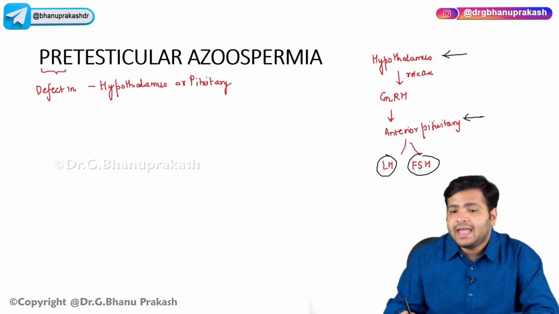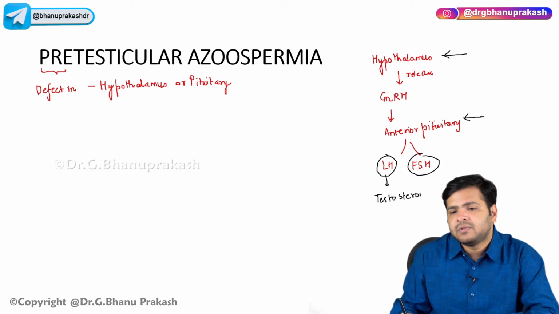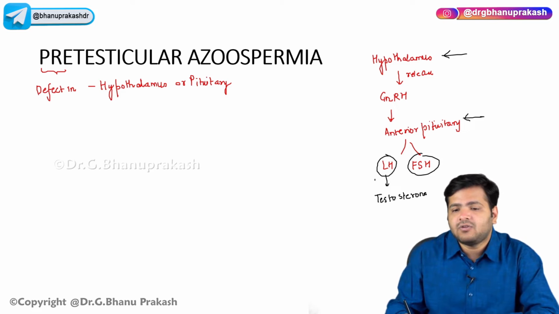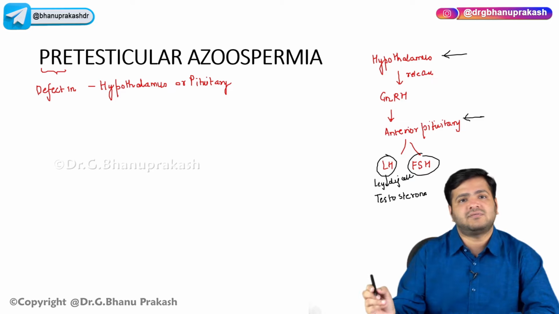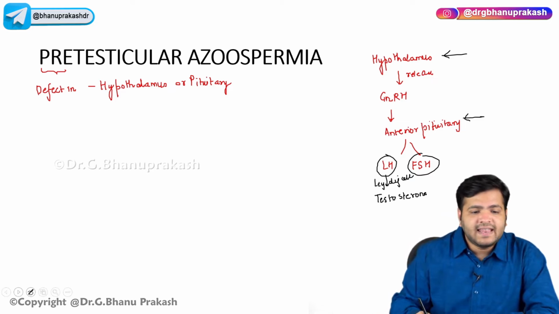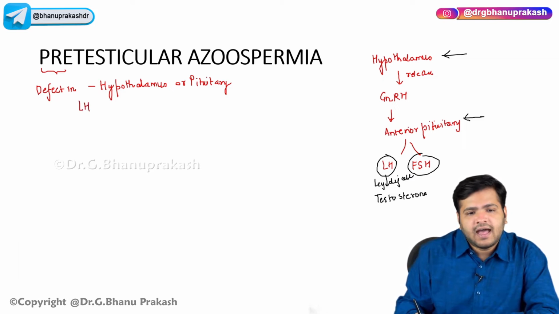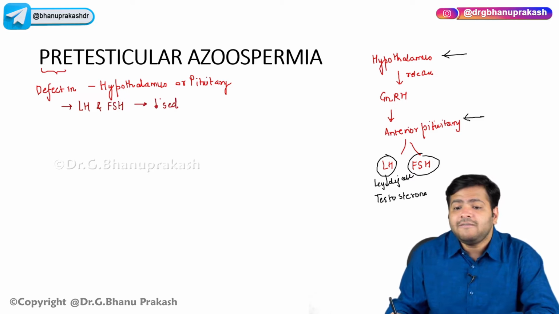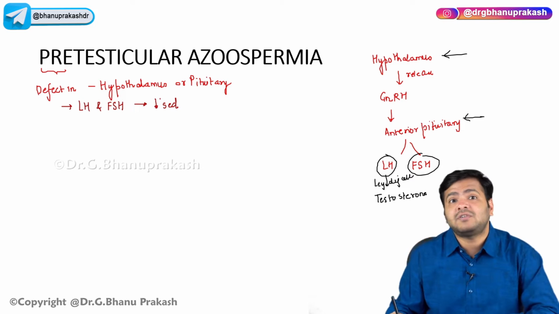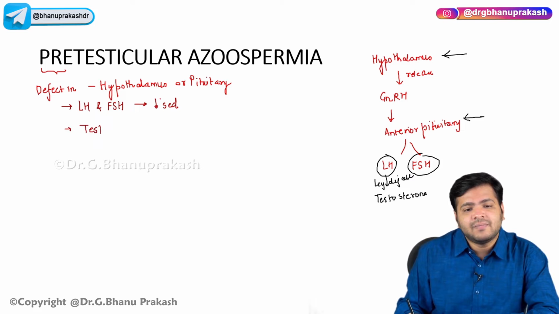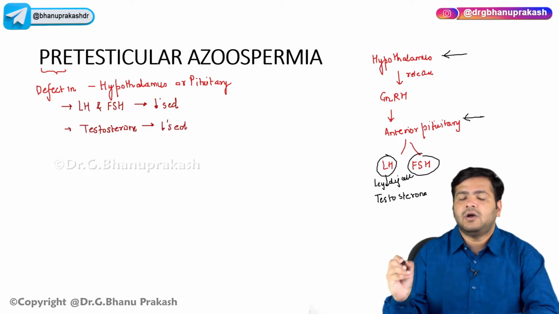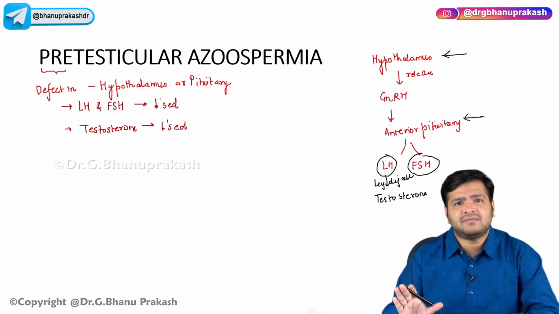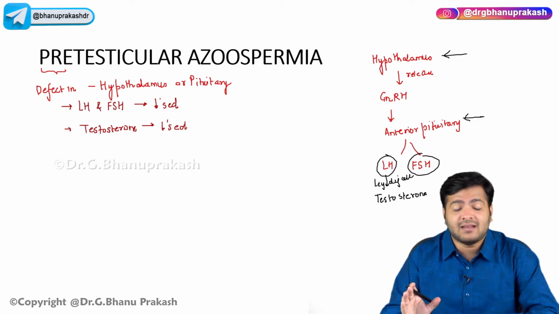And you already know LH helps in the production of testosterone, right? LH will act on the Leydig cells, and these Leydig cells will produce testosterone, right? So what will happen to the LH and FSH level? Yes, LH and FSH will be decreased, right? Now, if LH and FSH are decreased, what will happen? In turn, the testosterone will also decrease. So that is something that you have to know. It is not occurring at the level of the testis. It is occurring at the level of the hypothalamus and the pituitary. That's why it is called pre-testicular.